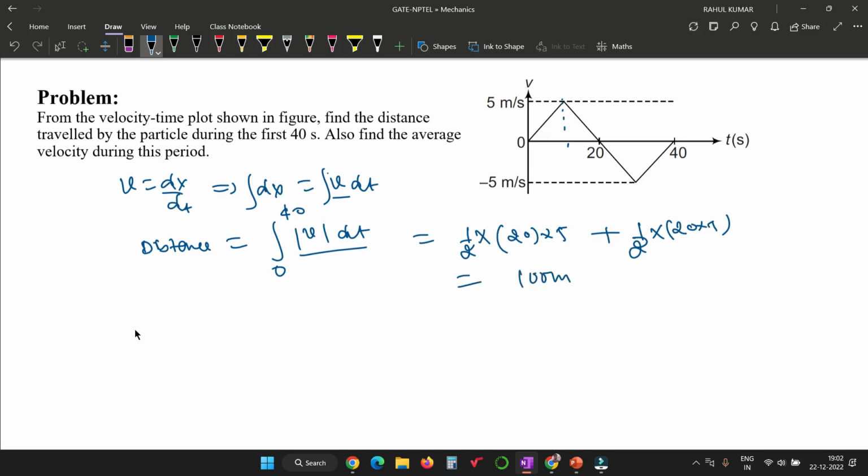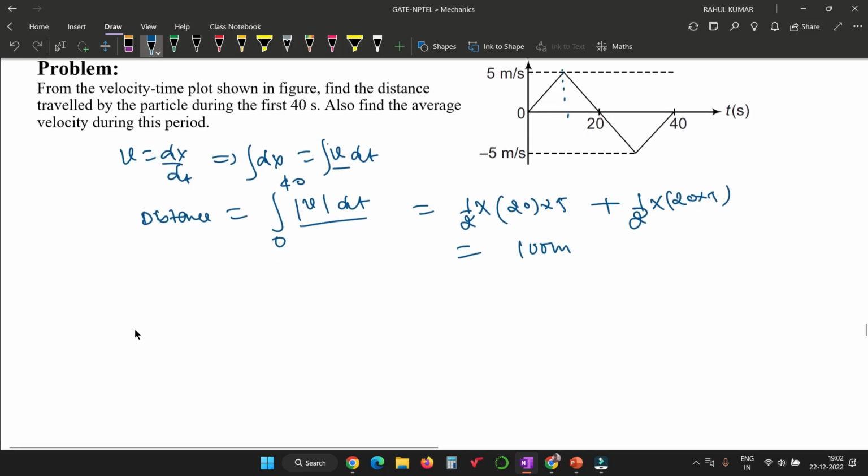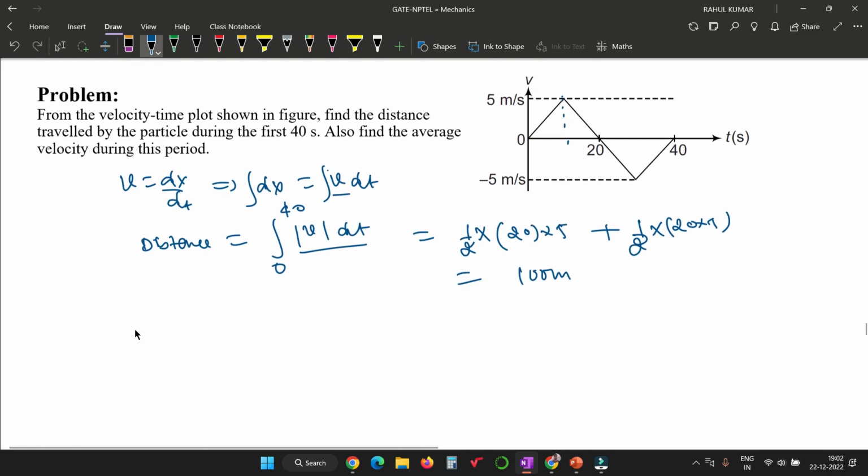Now the second part is asking to find the average velocity. This problem you can find like this. Obviously the particle is moving along a straight line, and here you can see that from 0 to 10 seconds the particle's velocity is increasing, and after 10 seconds the particle's velocity is decreasing.